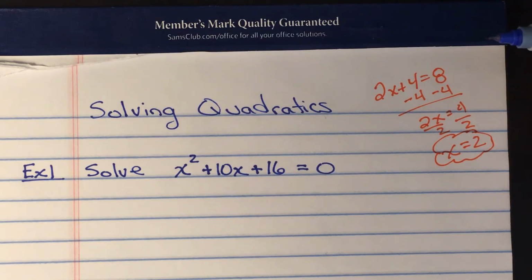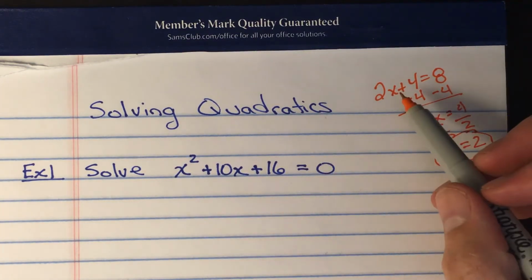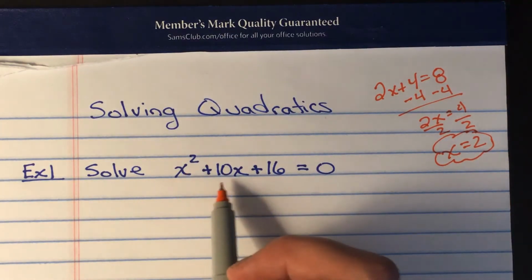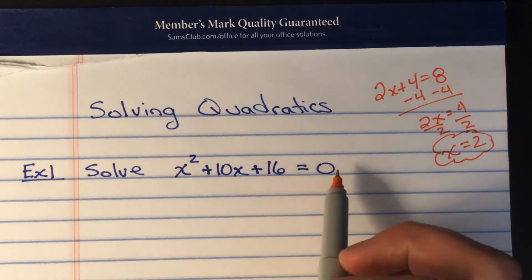So today we're going to look at how to solve quadratics by factoring. We're going to use that same skill that we used last week to factor these trinomials into smaller or simpler problems. So without spending too much time just talking about what we're doing, let's actually do a problem. Our goal: solve x squared plus 10x plus 16 equals 0.